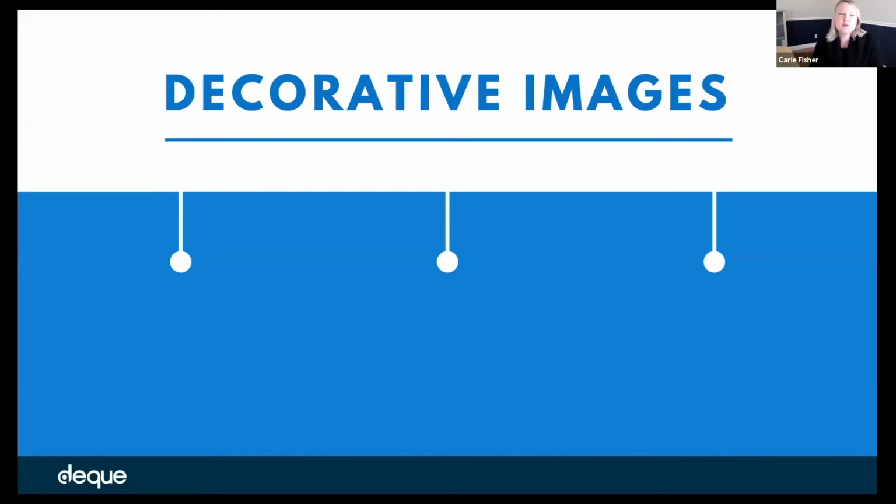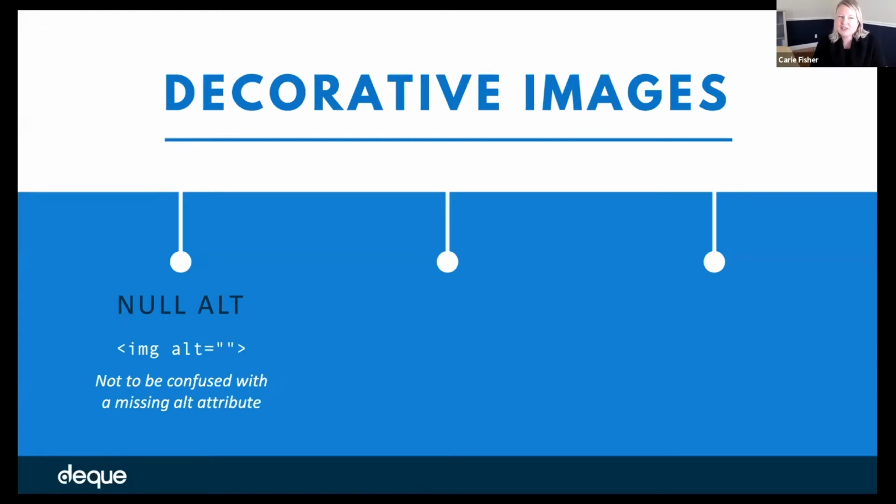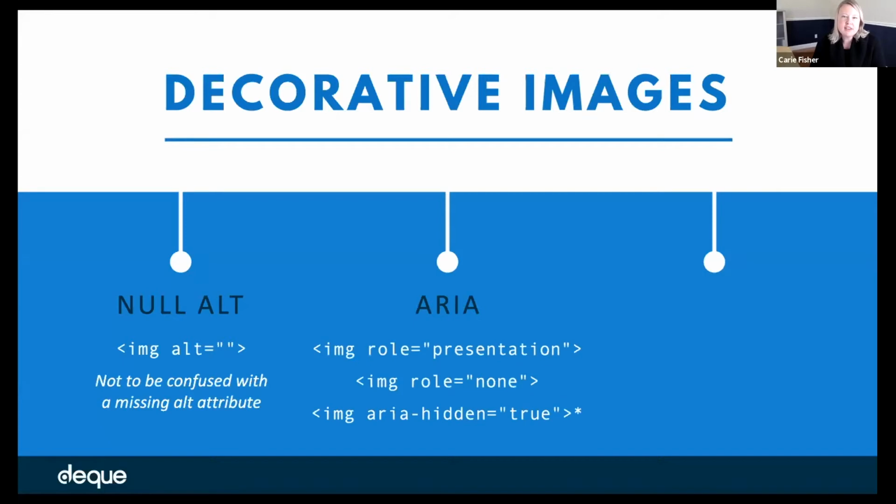So the big takeaway for decorative images: if you decide your image is decorative, then programmatically the image needs to be hidden. And of course, there are many ways to hide images, including that null alt that I talked about. Another hint there, not to be confused with missing alt. Or by implementing the image as a CSS background or icon font. That's kind of typical. ARIA is another way to do it.